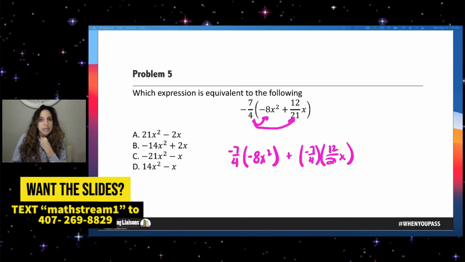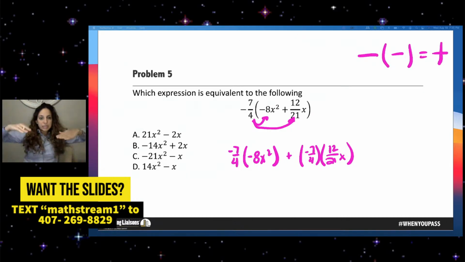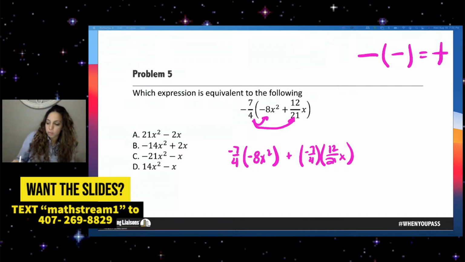But I'm going to pretend like we don't have a calculator because some of you are not going to have that luxury. So I know a negative times a negative equals a positive. This is how I like to remember that. Negative times a negative makes a positive. So when I multiply these two things together, I'm going to end up with a positive something.